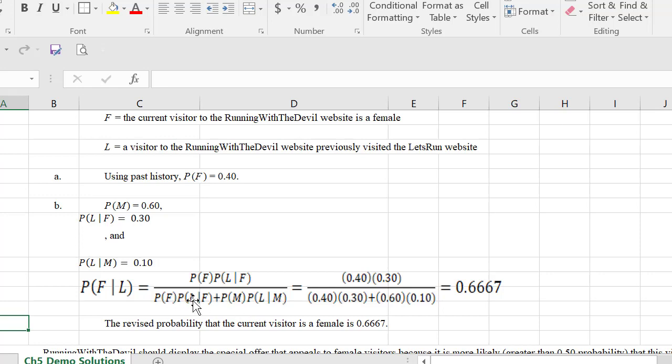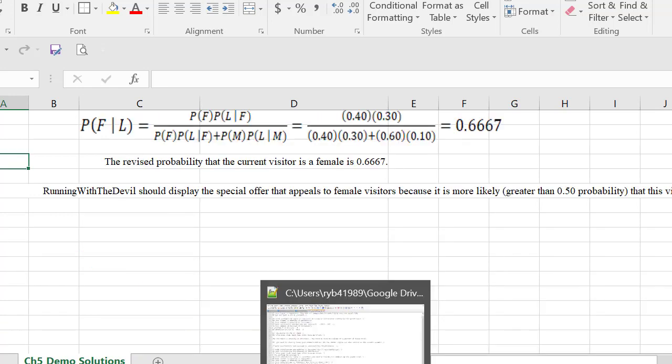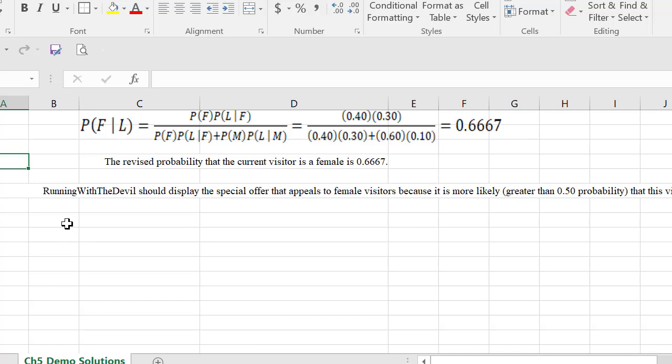See the pattern here? So this is the same, but now we have to put in the male probability of that. So that's 60% times that 10%. That was the 30% times that's the total that previously visited. When we divide that in just for the females, we get this. So the revised probability that the current visitor is female is 66.67%.